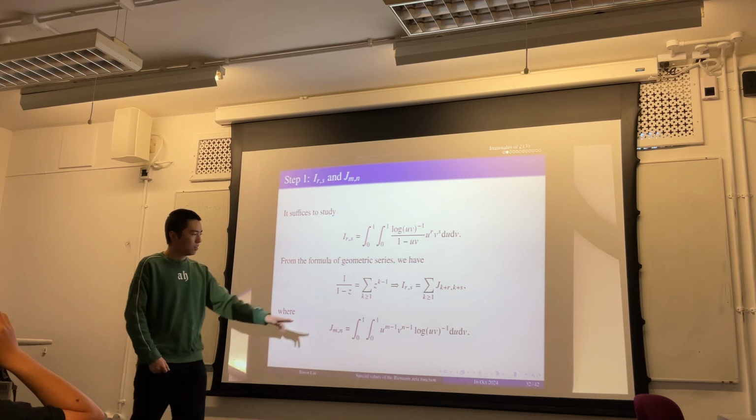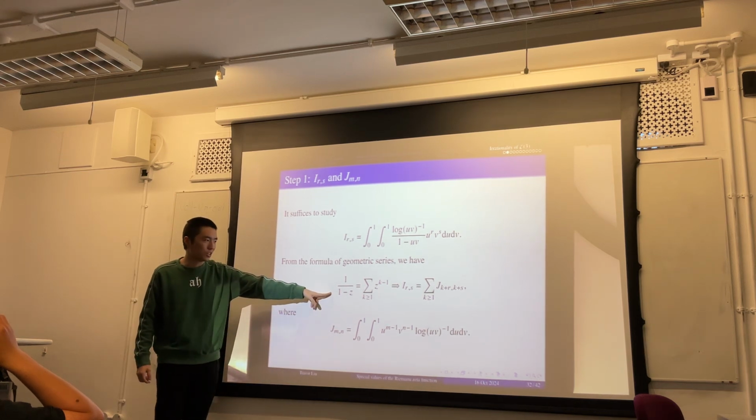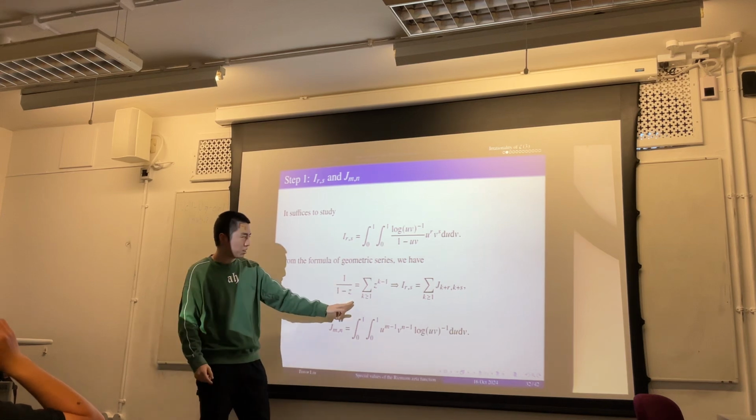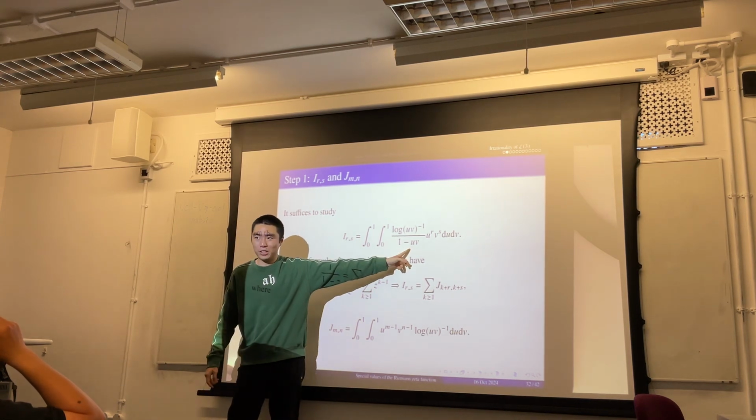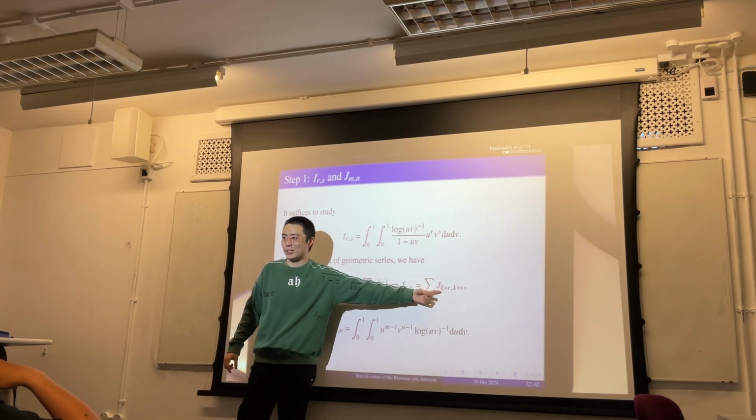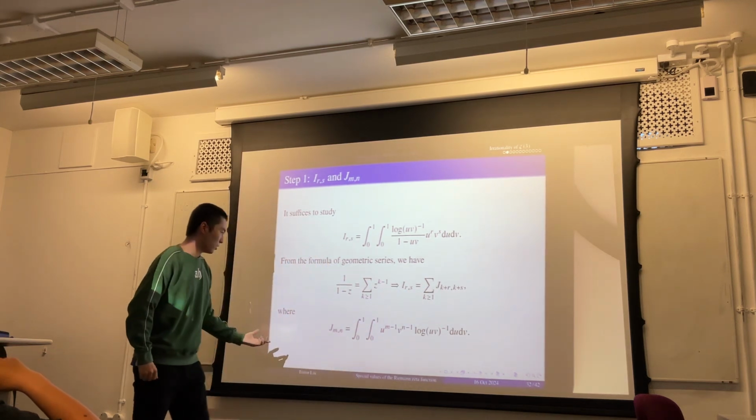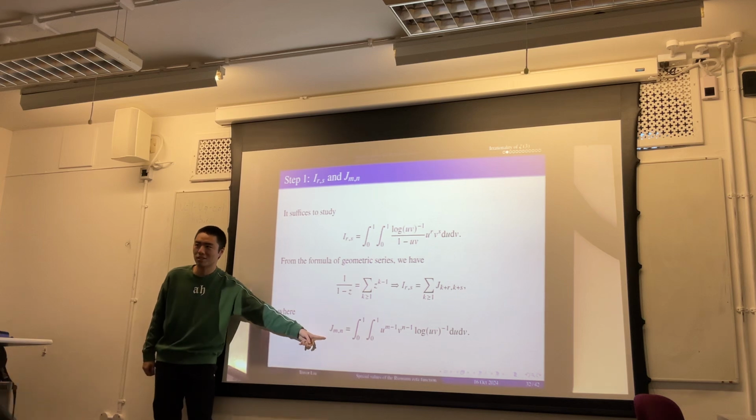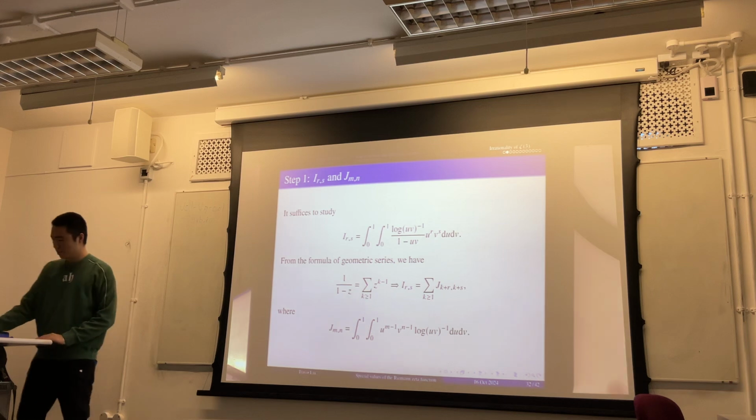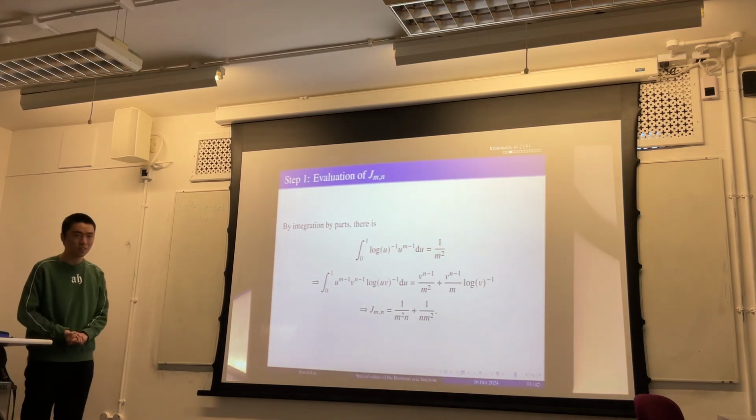That's just the geometric series. So once we plug this expansion with z equals uv here, we can turn this integral into a bunch of other integrals. And these other integrals take the form of that. So that's the kind of integral we can evaluate. And the way to evaluate this kind of integral is to use integration by parts. So you just stand that slide.